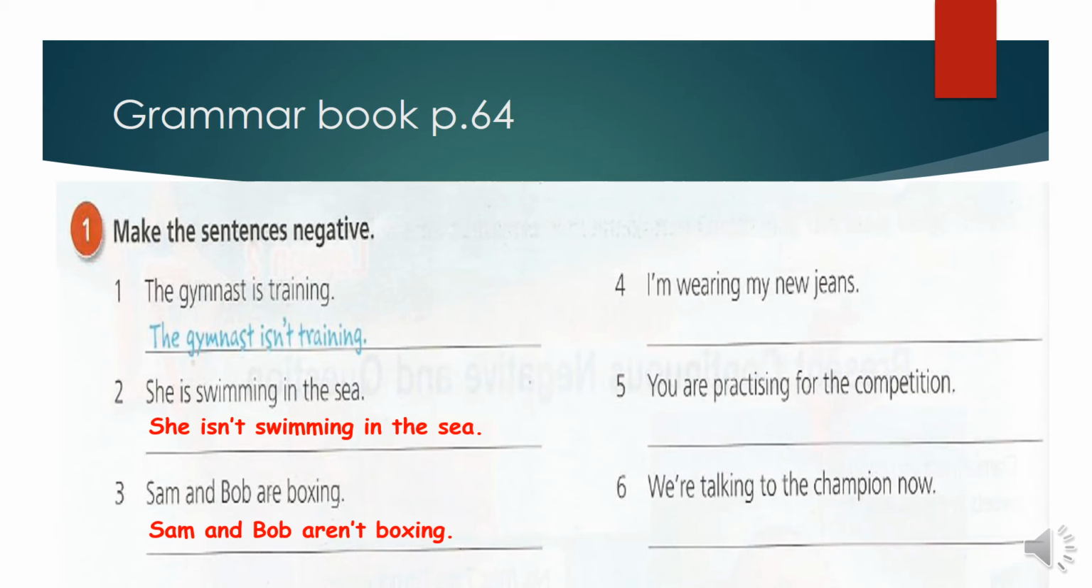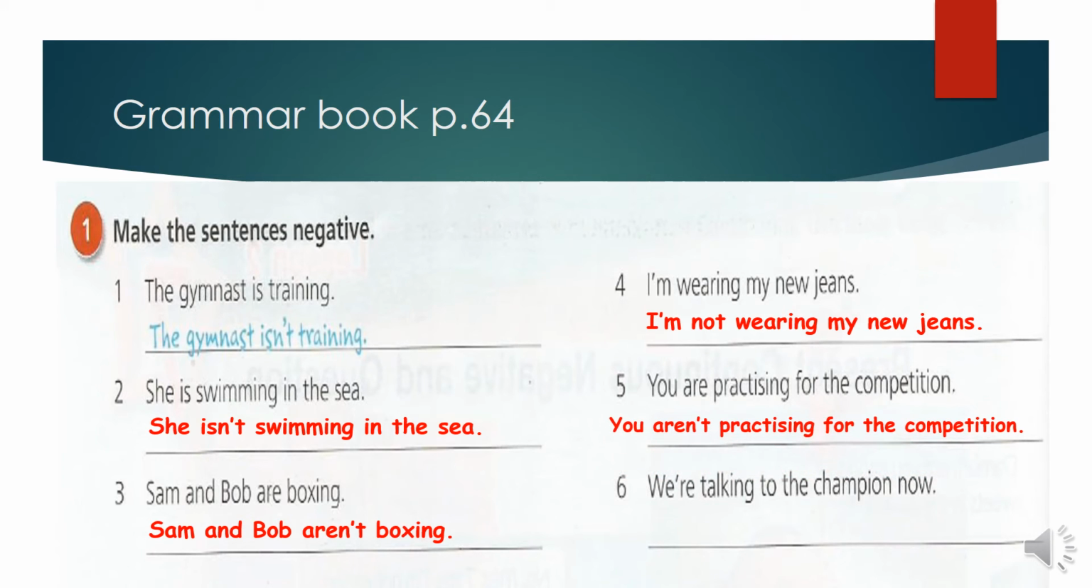Number 4. I'm wearing my new jeans. It will be I'm not wearing my new jeans. Number 5. You are practicing for the competitions. It will be you aren't practicing for the competitions. Number 6. We are talking to the champion now. It will be we aren't talking to the champion now.